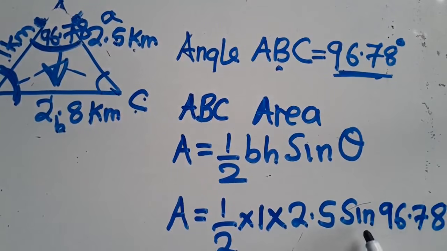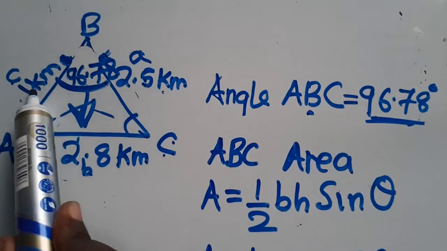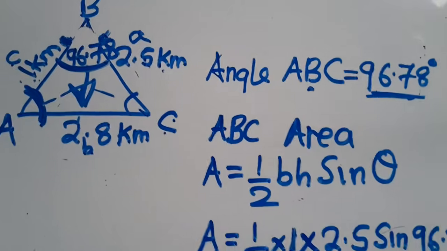96.78. Someone can ask me, why are you using sine? This question is falling under cosine. No, this is its independent formula. Area is not part of sine, is not part of cosine. It's just an independent formula on its own. So 1 and 2.5 are these two sides, this side and that side. These are the only two sides that are putting this angle in the middle.